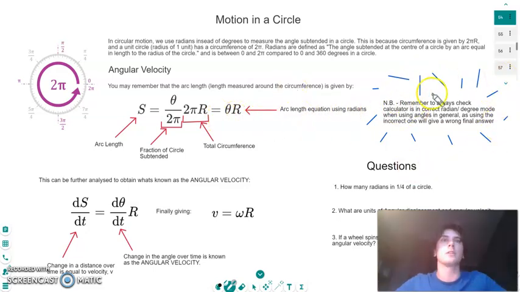Remember to always look into your calculator and check that it's in radians instead of degrees, because that completely changes the answer. Because obviously we're using a scale of 2 pi instead of 360 degrees.